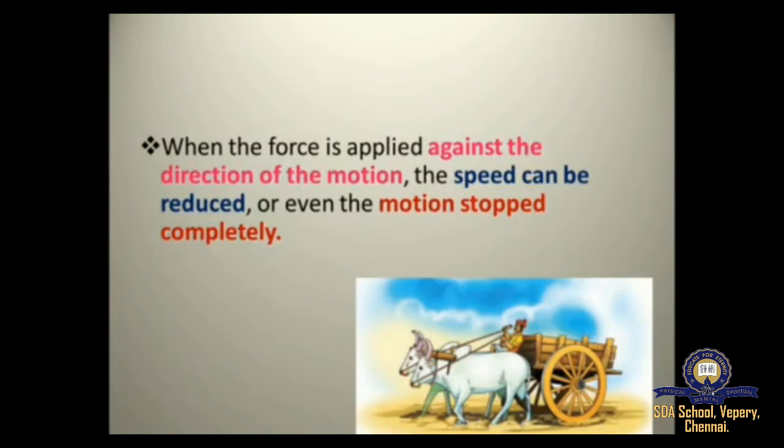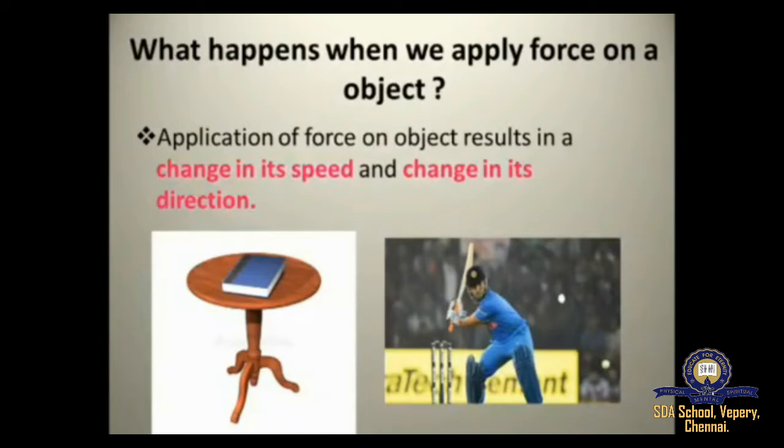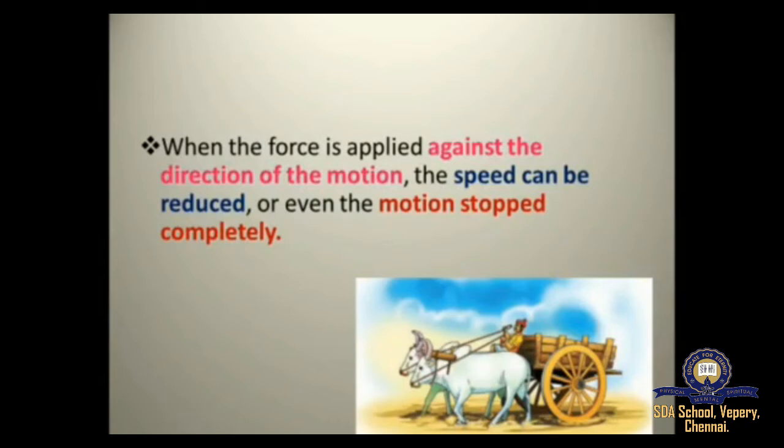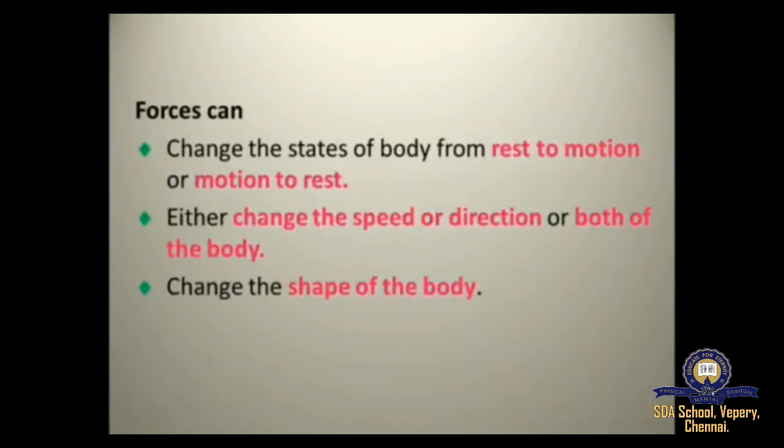Okay, so these are the three points of forces. The first one is, when we apply force on an object, it results in change in its speed and change in its direction. The second one is, when we apply force on an object, it results either in expansion or contraction. The third one, when we apply the force against the direction of the motion, the speed can be reduced or even the motion gets stopped completely. So these are the three points.